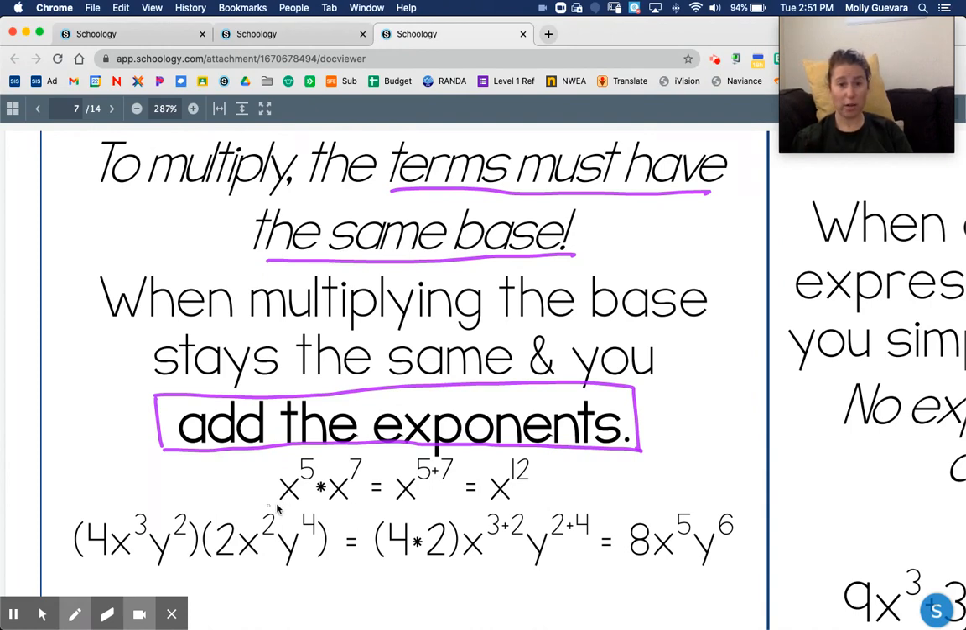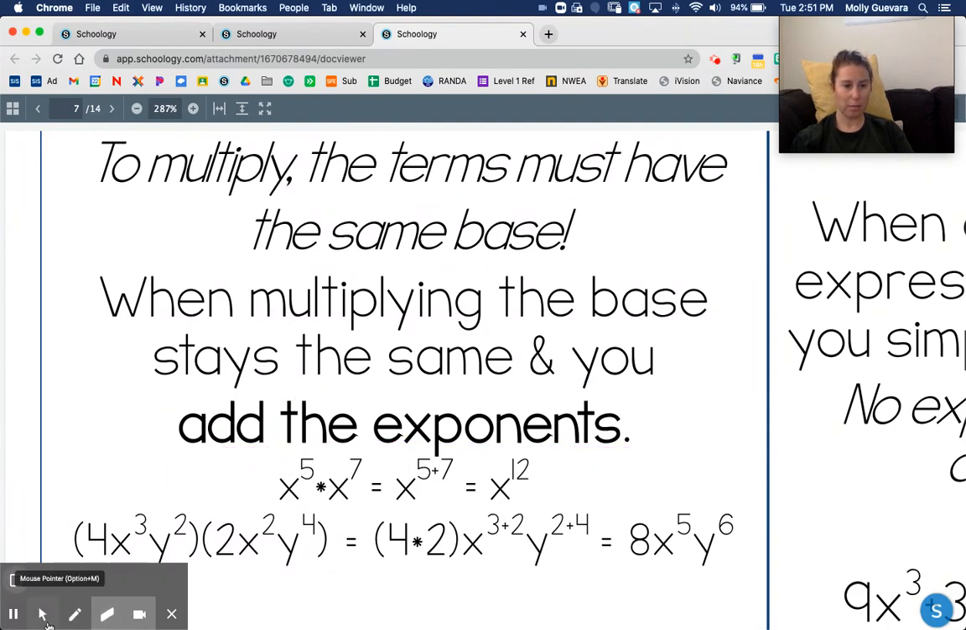And we don't, okay? So here's a good example. X to the 5th times x to the 7th. The bases are the same, right? They're both x. And so then I just add my exponents together and I get x to the 12th. Okay, so let's look at some of these.